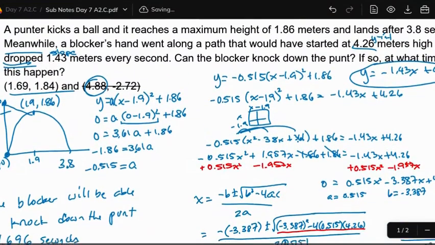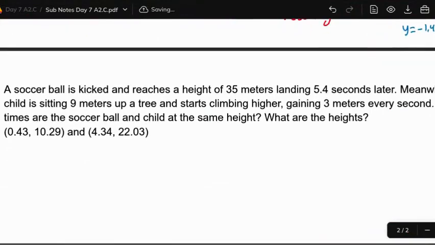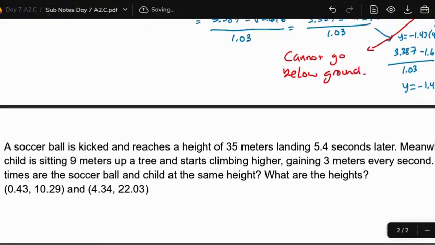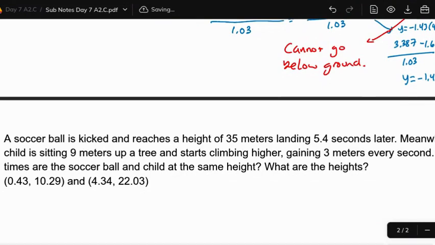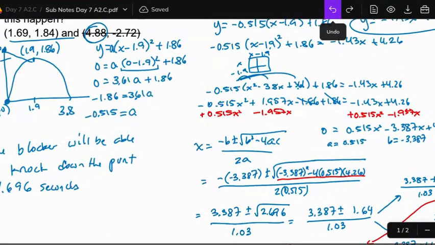At what time. Awesome. So you've got some other problems to practice through as well and some answers to check your work as you go. Looks like we'll be using the quadratic formula again to tackle those questions.